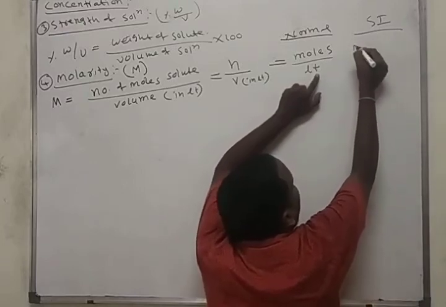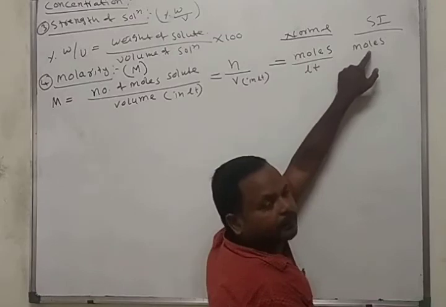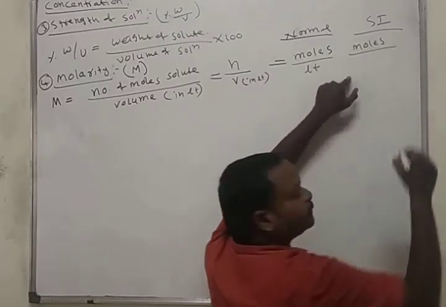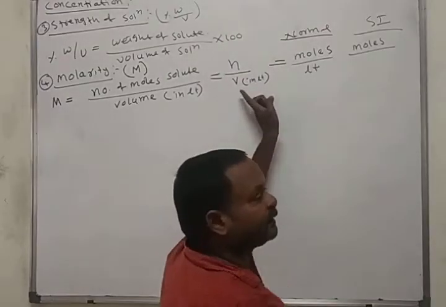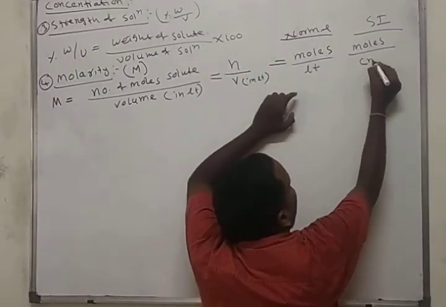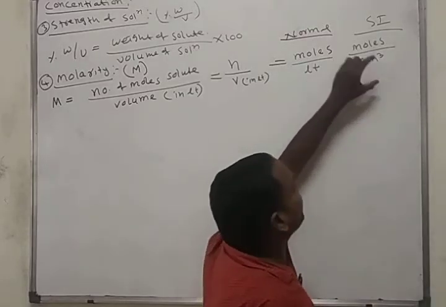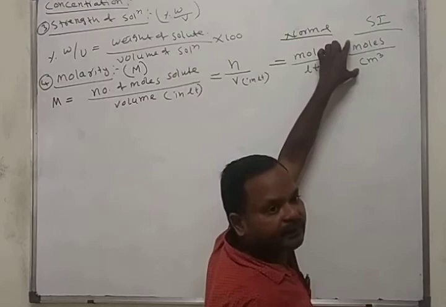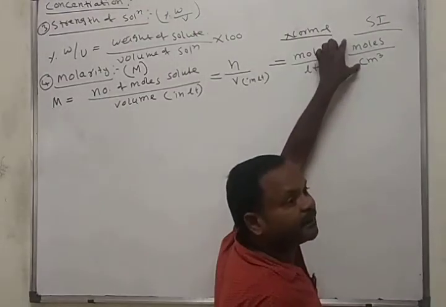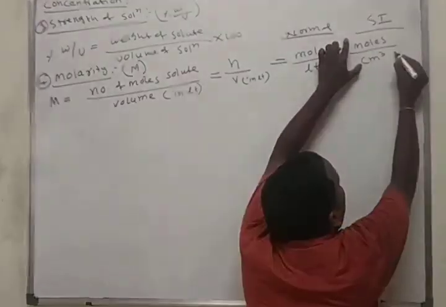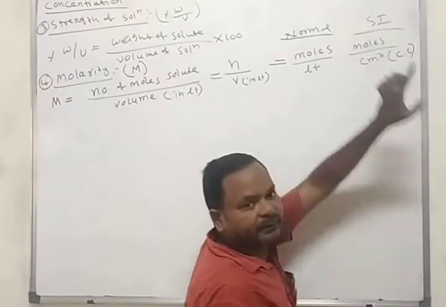In the SI system, the unit for the number of moles is moles only. The unit for volume is cc, cubic centimeter. That means the unit for molarity in the SI system is moles per cubic centimeter, also indicated as moles per cc.